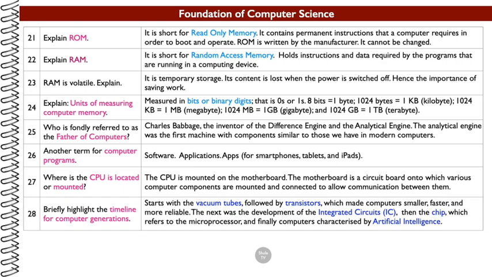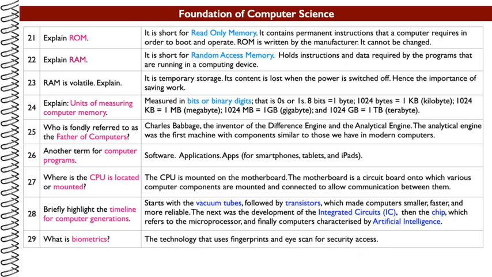Briefly highlight the timeline for computer generations. The timeline of computer generation starts with the vacuum tubes. It is followed by transistors, which made computers smaller, faster, and more reliable. The next was the development of the integrated circuits, then the chip, which refers to the microprocessor. Finally, computers characterized by artificial intelligence were developed.